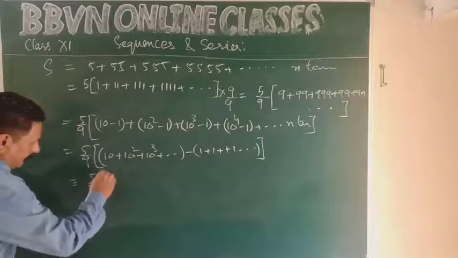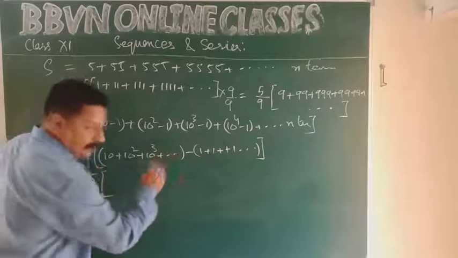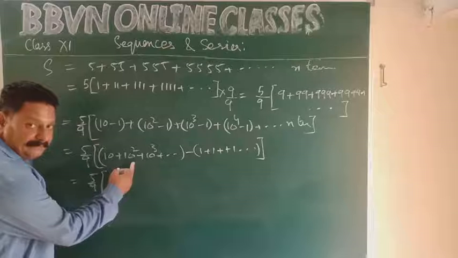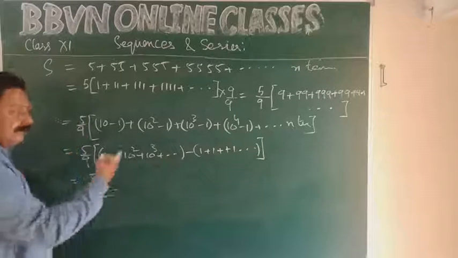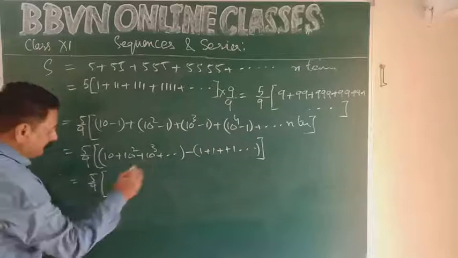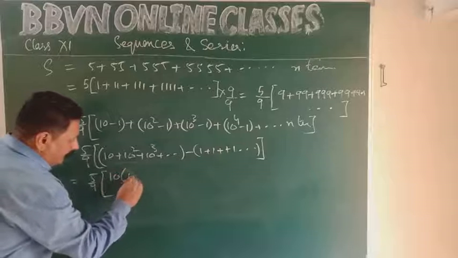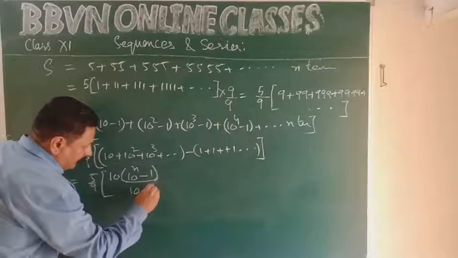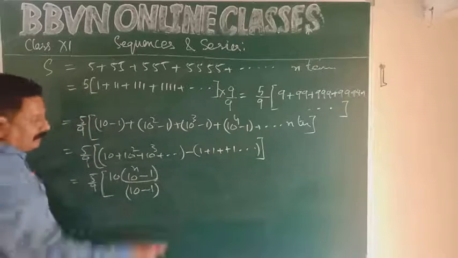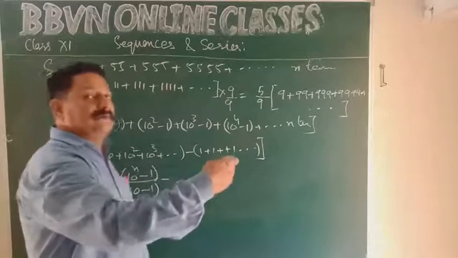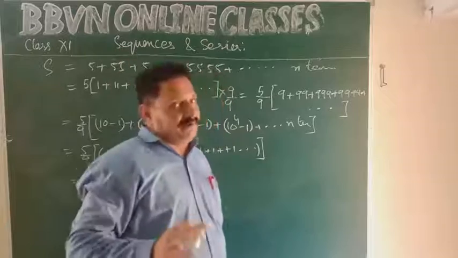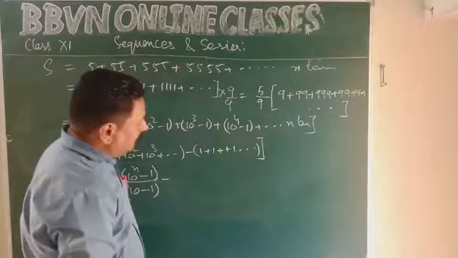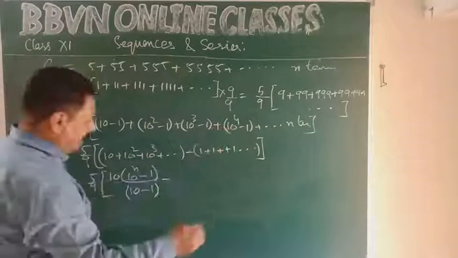5 upon 9. This is a geometric progression. How much is a? 10. r is also 10. Number of terms n. Let's apply the identity for S n: a into r power n minus 1 upon r minus 1. Okay? Minus 1 plus 1 plus 1 plus 1, n times, becomes n. Oh, 1 plus 1 plus 1 plus 1, 4 times, becomes 4. So 1 plus 1 plus 1 up to n times becomes n.